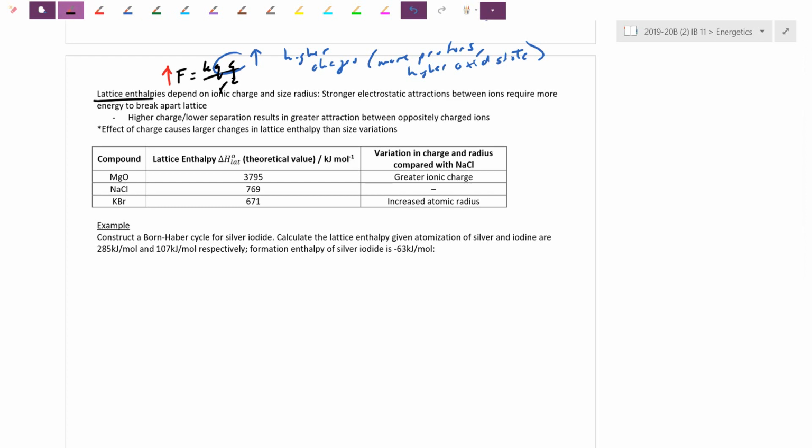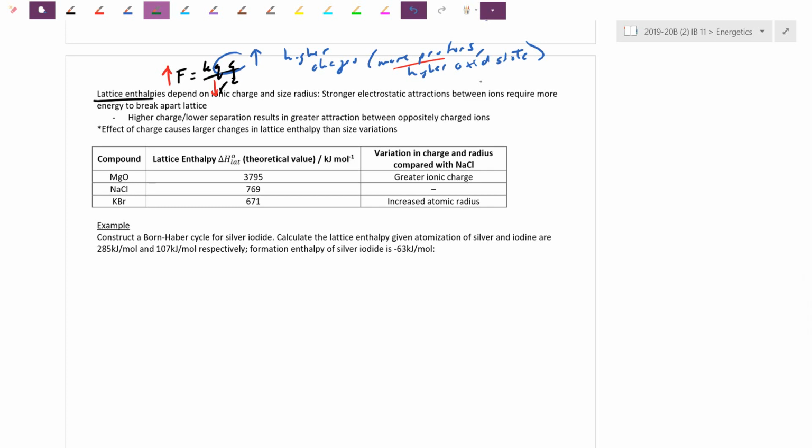Similarly for radius, because it's on the bottom, I want smaller radius. Usually when you have more protons, it means higher Z effective. It means the thing is tinier anyway. The tinier the radius, I would expect the ionic bonds to be stronger as well. So the electrostatic attractions are exactly the same as we saw in chapter 3. It is stronger with higher charge, smaller radius.